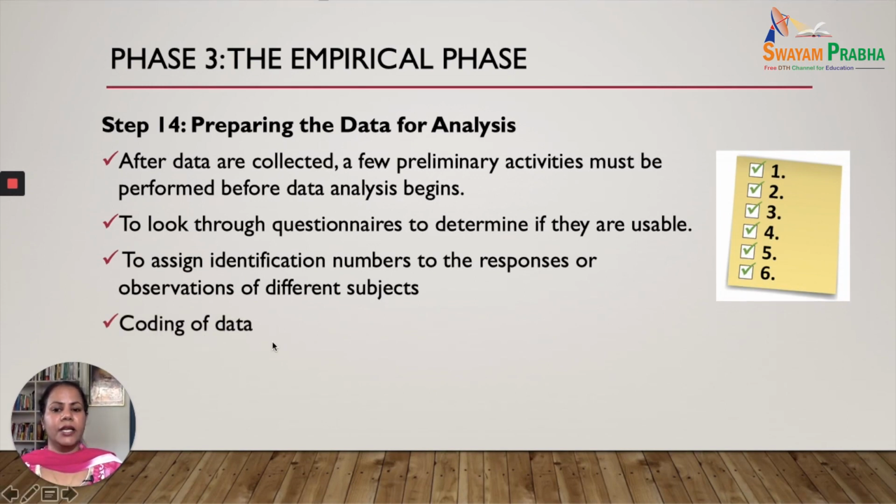Coding of the data, for example, you may have certain demographic variables which are in categorical form. For example, gender, you take as male or female, then you code 1 for male and 2 for female, so that whatever information you have got, you can change that data into numerical form, and that numerical data will be amenable to statistical analysis.